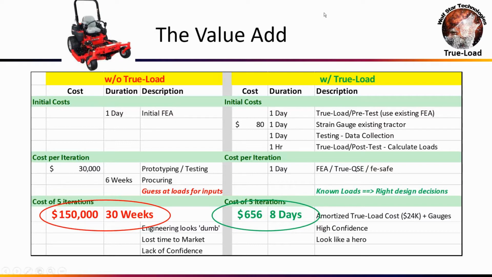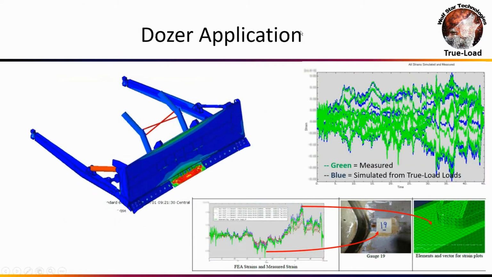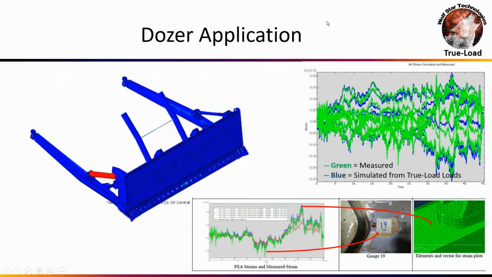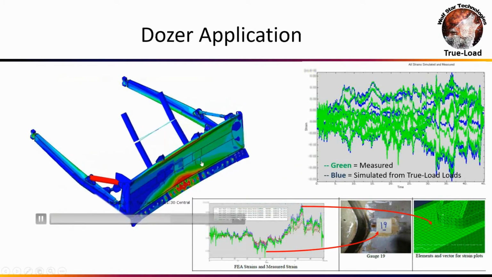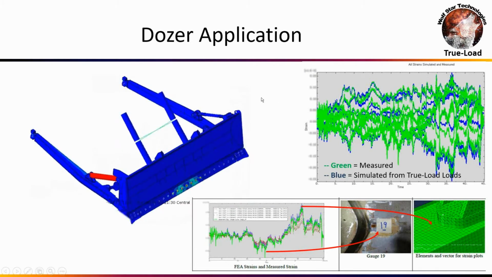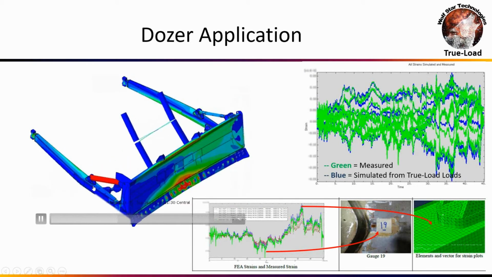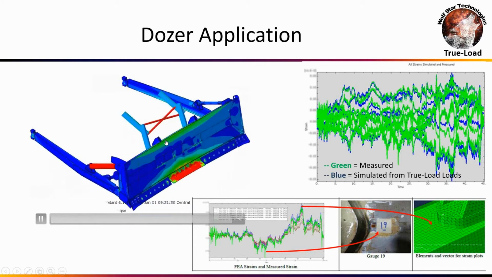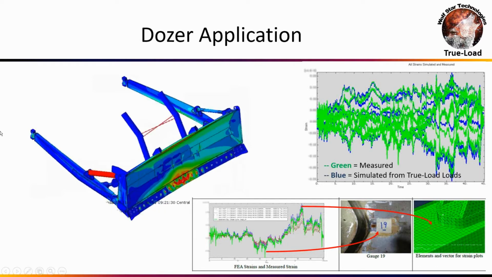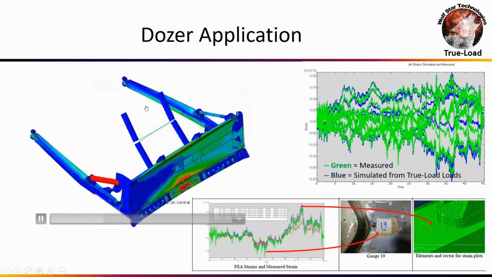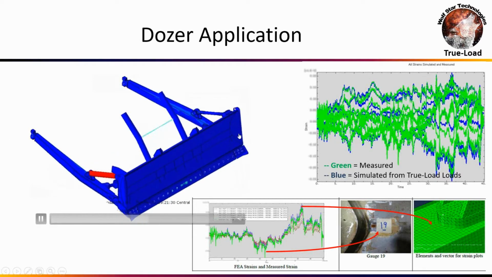Okay, one more example here, 2 more examples. This is a bulldozer from a customer. I just wanted to show you how we can use this technology to get loads on the bulldozer. Here we had XYZ loads on the front of the blade. We had a load on the hydraulic cylinder here, and there's a mechanism on the back. We had 5-unit loads. We placed 12 strain gauges on the structure, some on the arms, some on the back of the blades.